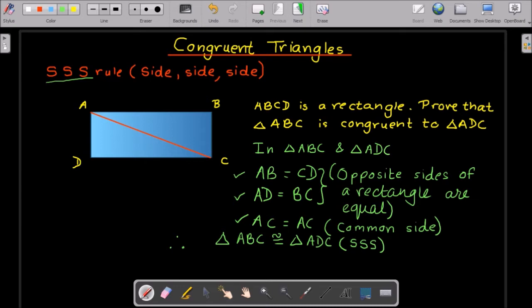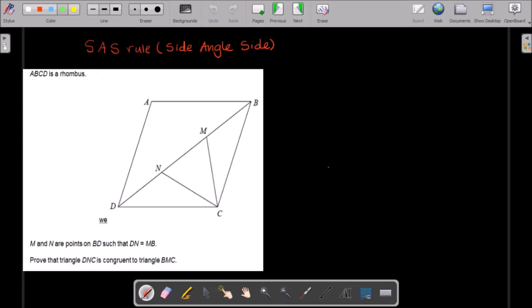Now congruent, the word congruent means exactly the same, like a clone. So when you're using the SSS rule to prove congruence, what I'm trying to say is this triangle ABC is exactly the same as the triangle ADC, and the rule I've used is the SSS rule, in this case the three sides. There are more rules. Let's look at the next one.